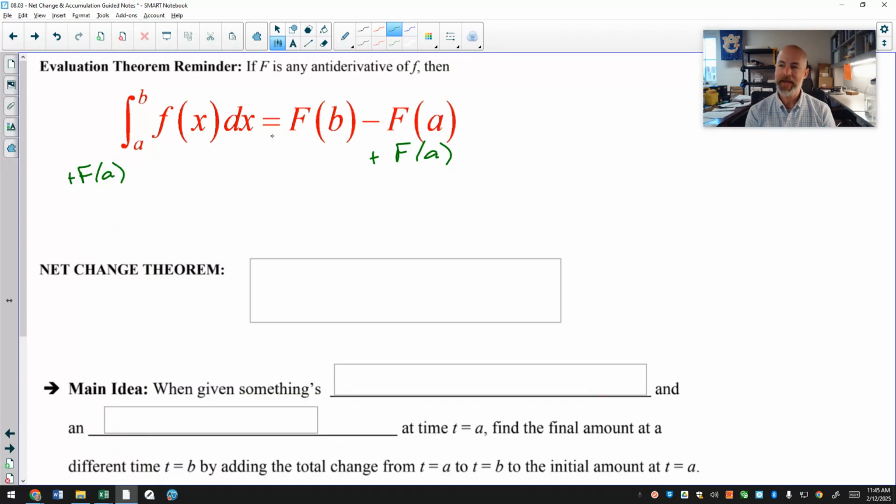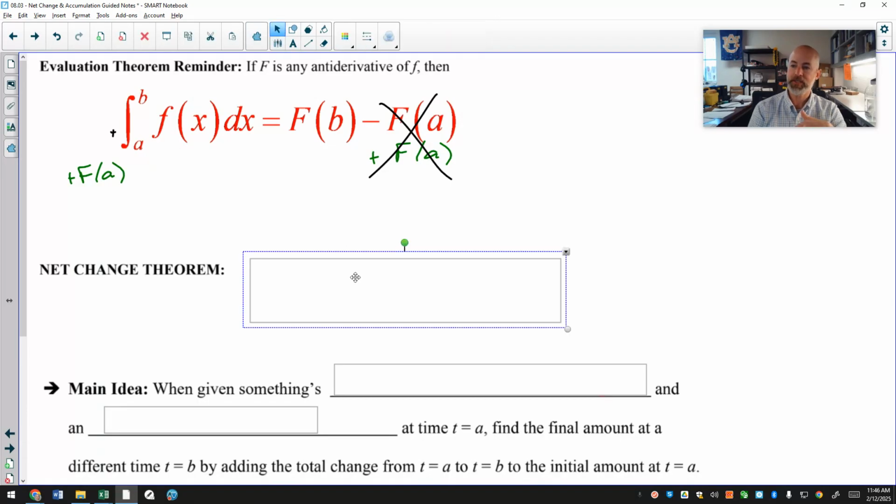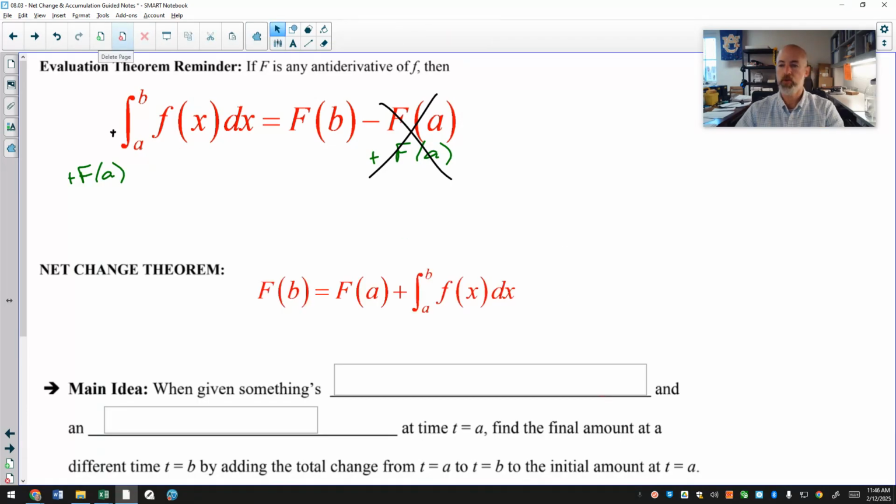And if I add f of a to both sides of the equation, it no longer exists over here, and we have f of b is equal to f of a plus this integral, which is essentially the formula that I will use for the net change theorem. So it is your evaluation theorem, just with a tiny little alteration where we move one of those evaluated points. In this case, I used f of a and I moved it to the side of the antiderivative.